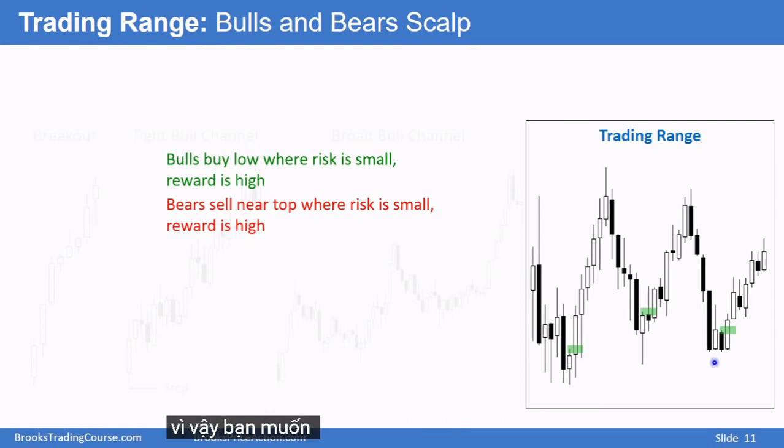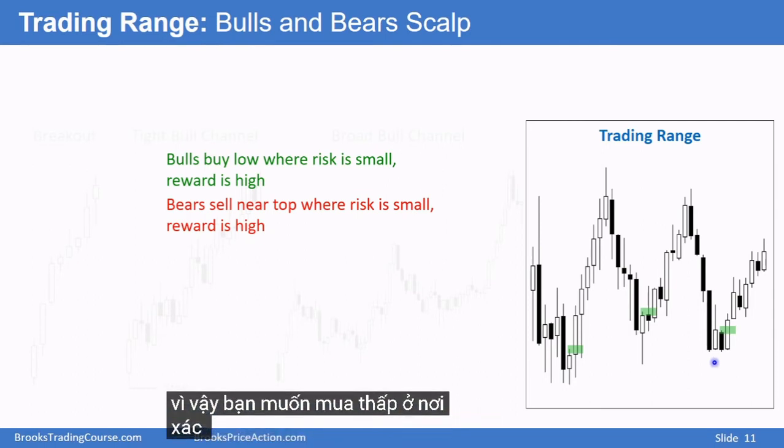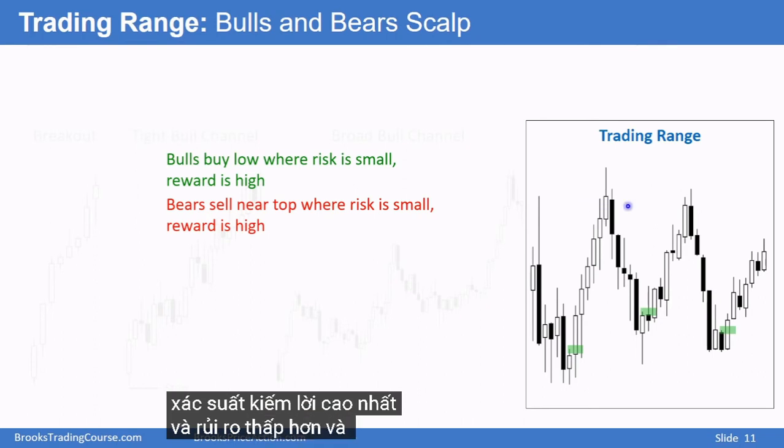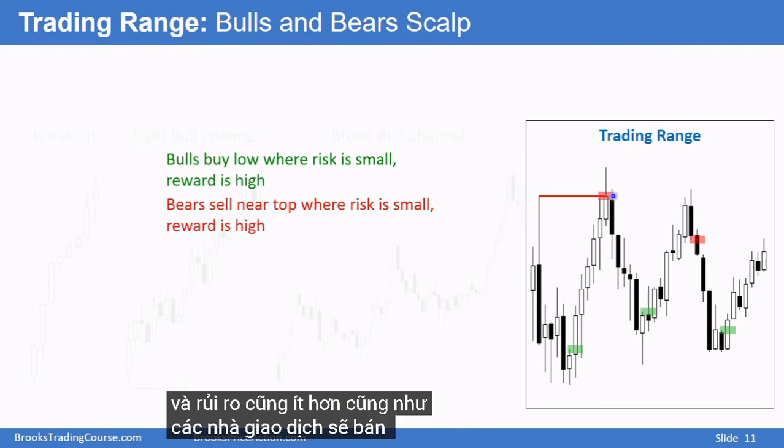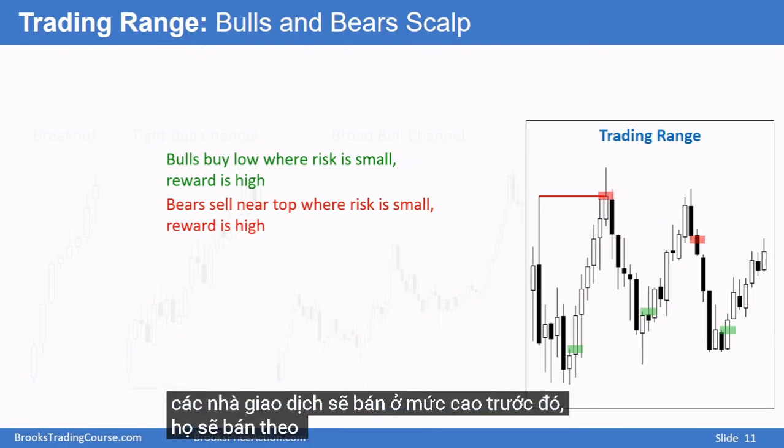So you want to buy low where the probability is highest for making a profit and the risk is less, and you want to sell high where the probability of making a profit as a short is highest and the risk is less as well. Traders will sell at the prior high. They'll sell on a reversal down.